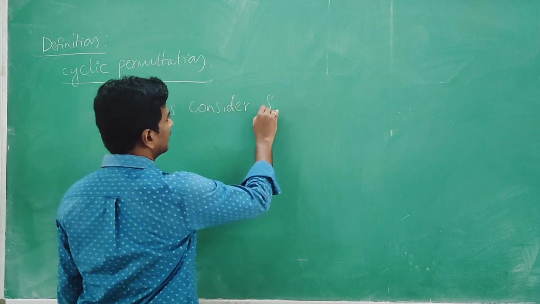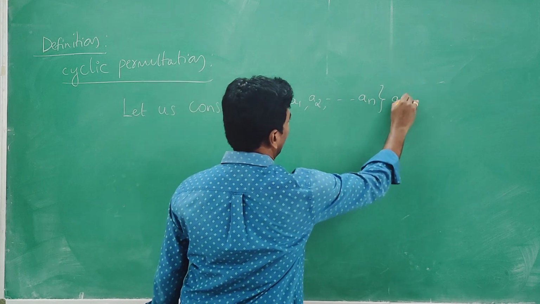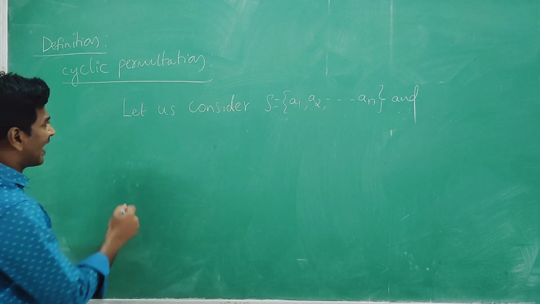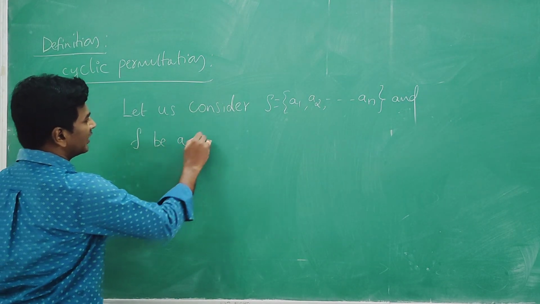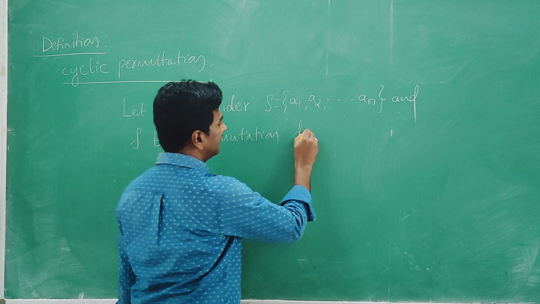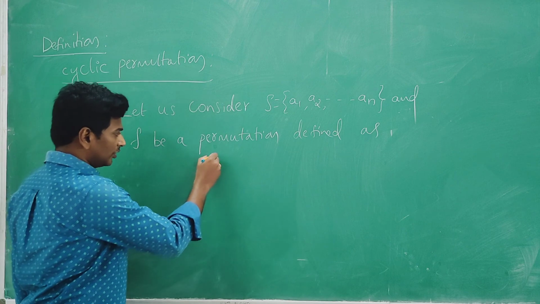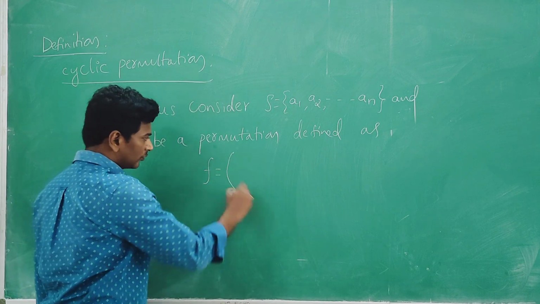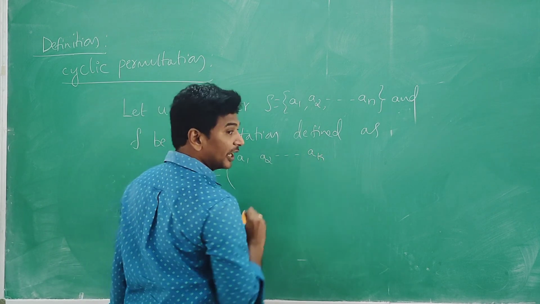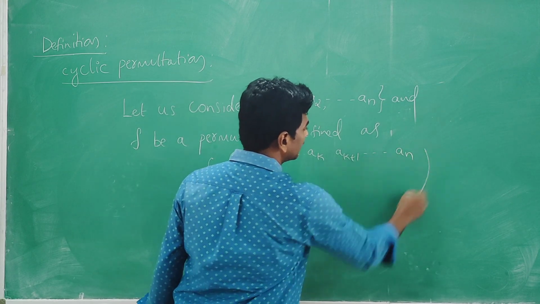One set capital S is equal to {A1, A2, and so on, AN}, and f be a permutation defined as f is equal to brackets open A1, A2, and so on, AK, and then the next element AK plus 1, and so on, AN.